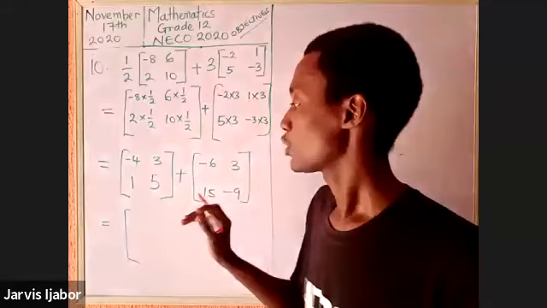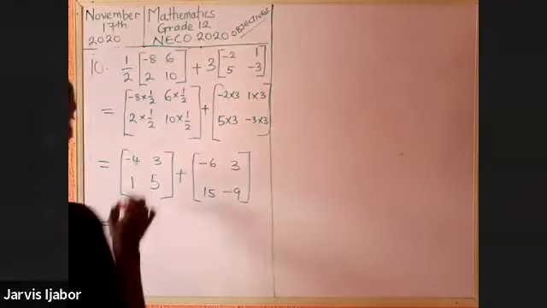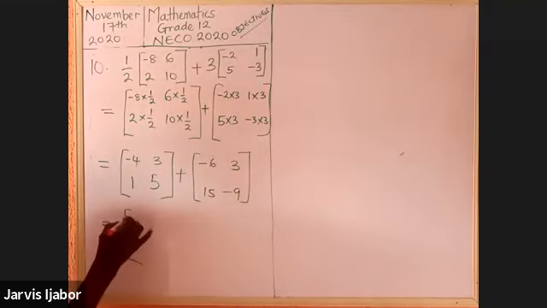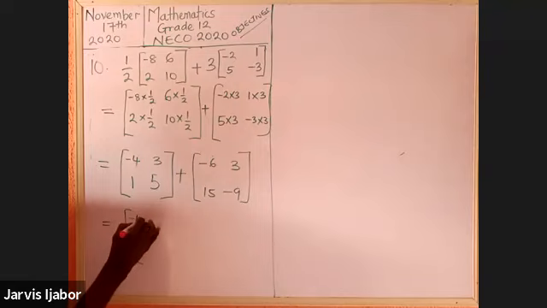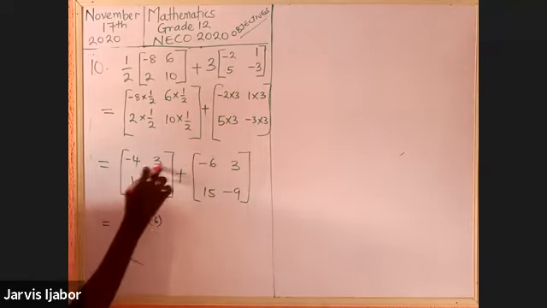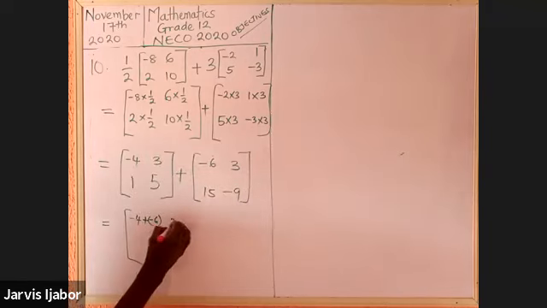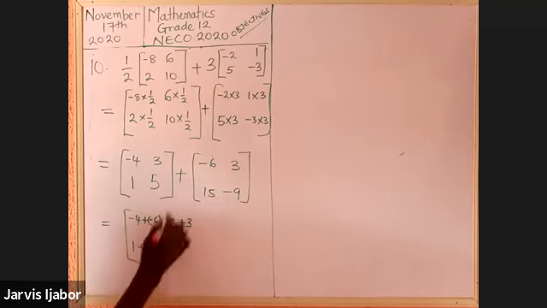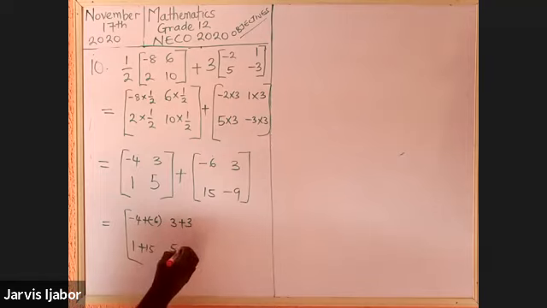Now, you add positionally. What does that mean? These two positions can be added. So I'll have -4 plus -6. These two positions can be added. So I'll have 3 plus 3. These two positions can be added. So I'll have 1 plus 15. These two positions can be added. So I'll have 5 plus -9. Are you seeing that?